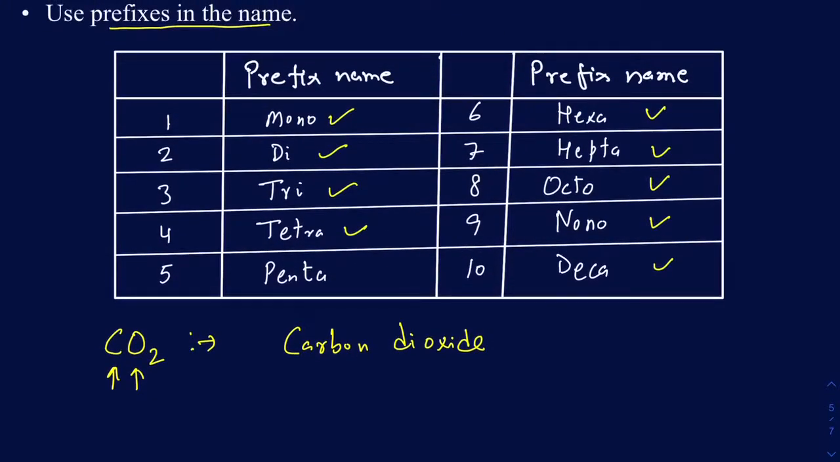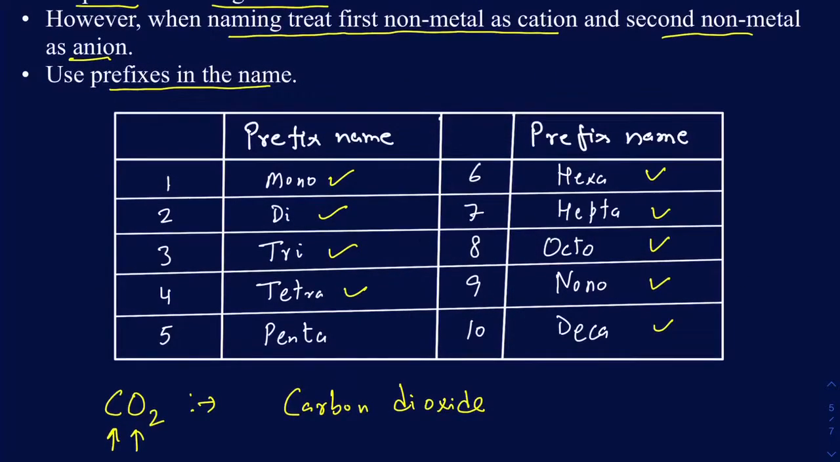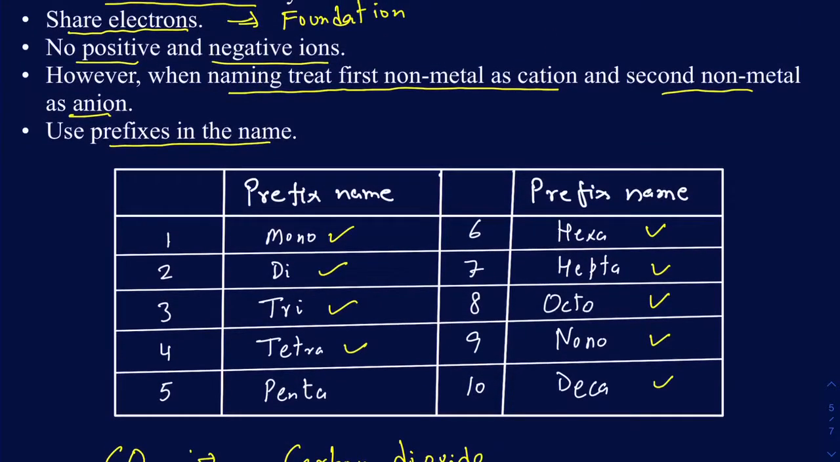Now let me break down the rule that we just learned for how we're going to be naming these. We said the first nonmetal that you have in a covalent compound is going to be treated as a cation. And what we have learned about the cation is that we don't really change the name of the cation. We just name it as the name of the element. So that's why we left this carbon as carbon. We didn't change it to carbide or anything, even though it's a nonmetal, because we're treating this carbon as a cation, even though it's not a cation.